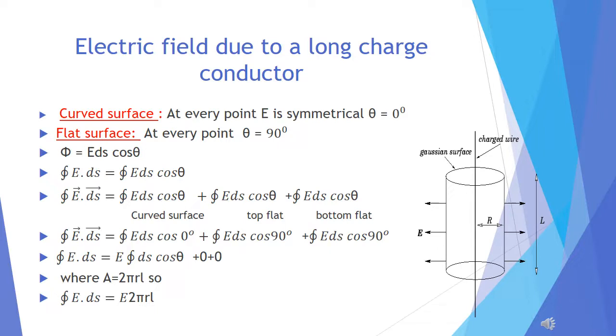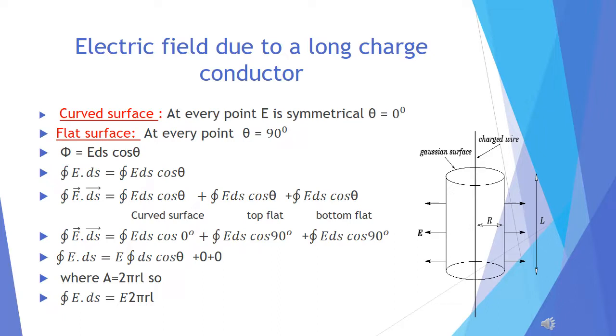Now we consider there is a point P at a normal distance r, and we are supposed to find out the electric field at this point. So we cannot apply the formula Q over R square because here Q is not a point charge.